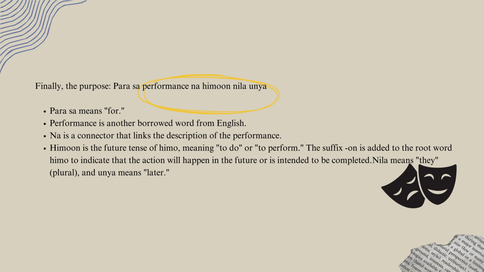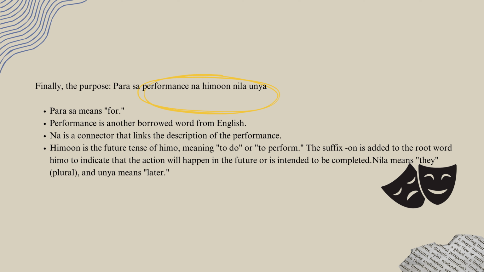Finally, the purpose. Para sa performance na himuon nila unya. Para sa means for. Performance is another borrowed word from English. Na is a connector that links the description of the performance. Himon is the future tense of himo, meaning to do or to perform.